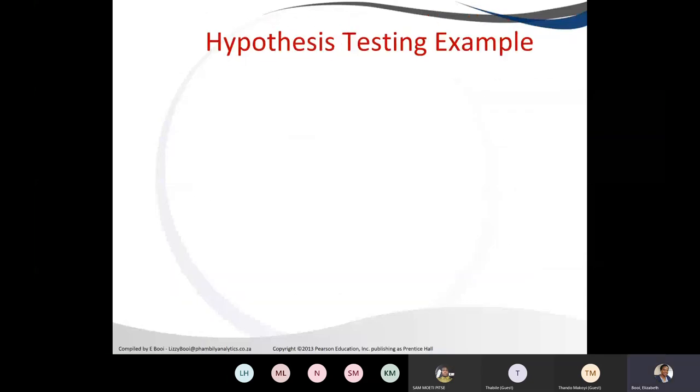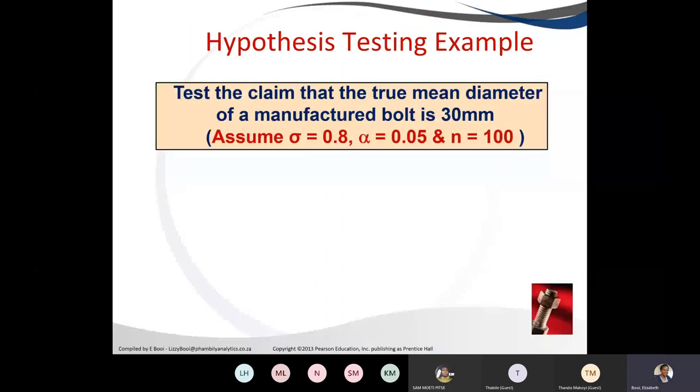Let's look at an example. Test the claim that the mean diameter of a manufacturer's bolt is stated. In this instance, they don't tell me that it's bigger than or less than, they just say it's stated. So therefore, it means it is equal. Assume that the population standard deviation is 0.8. They have given me the population standard deviation, so therefore, it is known.